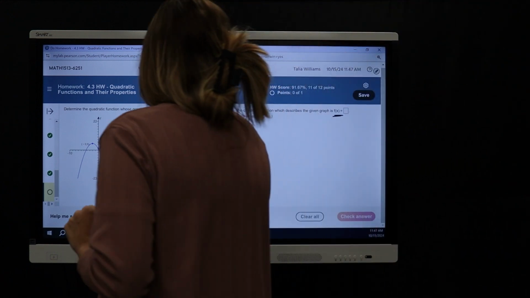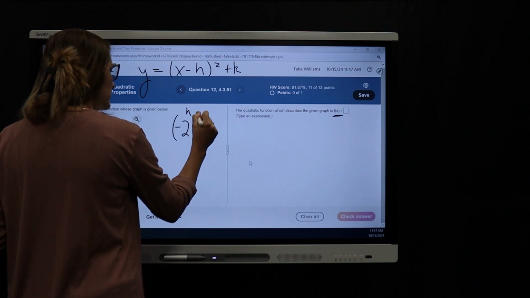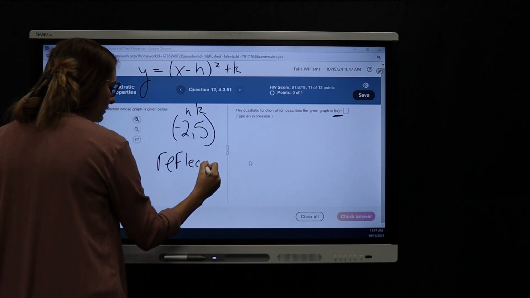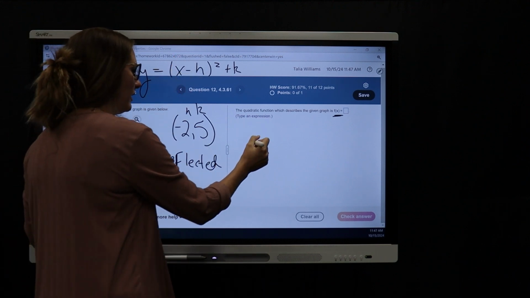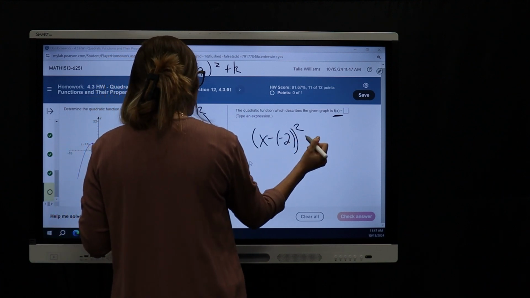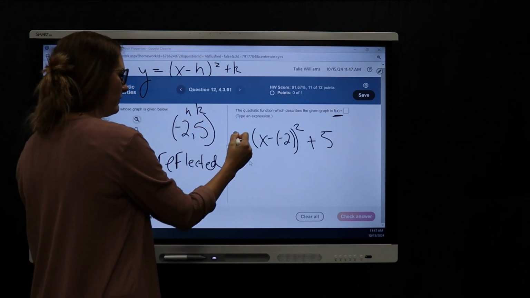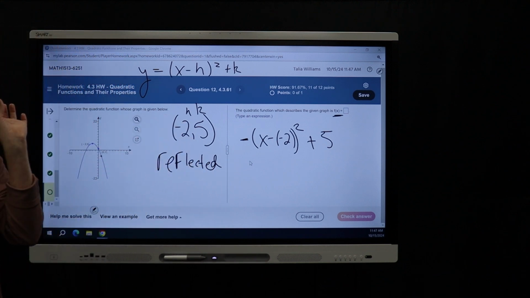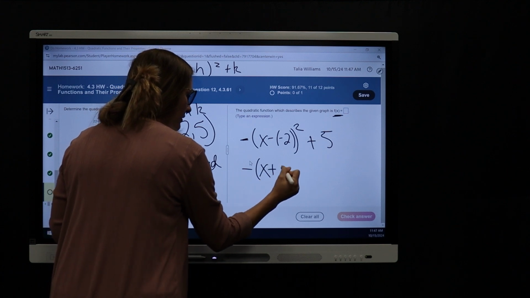So our vertex on this one is -2, 5. This is our h, this is our k. But you have to remember that this is reflected. So we can still use our h and k to put it in here. I'm going to have x subtract -2 squared plus 5. Now we have a negative that we put at the front. We don't distribute it or anything, we just leave it there. But don't put subtract a negative.